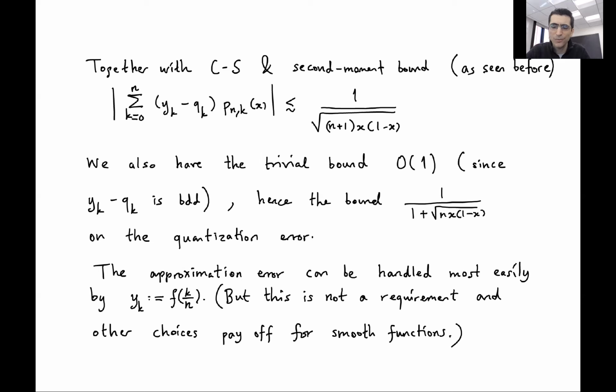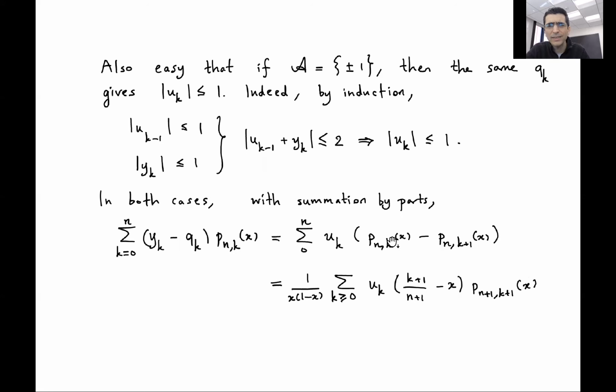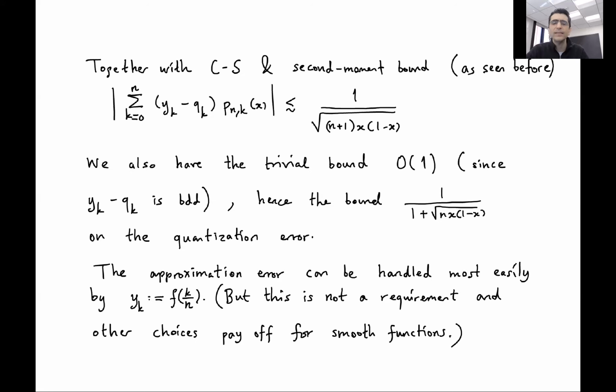Where did this x and 1 minus x appear in the denominator? Well, going back a few slides, it came from this term in our algebraic identity. So it's telling us that our bound is not as good if we're close to the endpoint, but otherwise, if we stay away from the endpoints, we have a uniform approximation of order 1/√n.